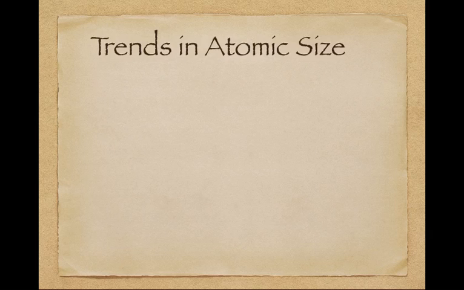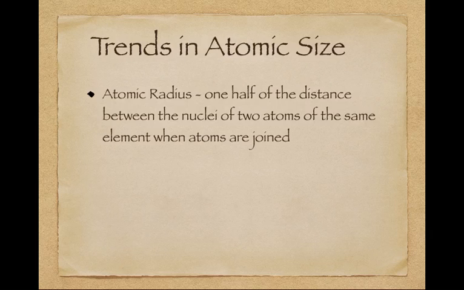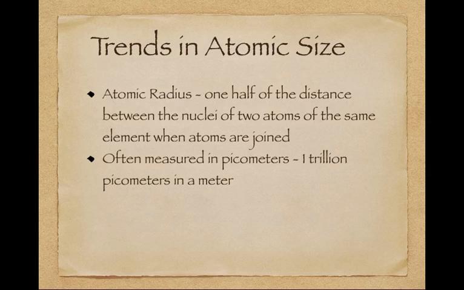So the first one we're going to talk about is atomic size. Now, you don't just go out and measure an atom with a ruler. You can't do that. And we talked about how the electrons, we don't know exactly where they are, so how do you determine the size of an atom? Well, the way that they do that is that they take two atoms and bond them together, and then they measure the distance between the two nuclei, and they take half of that. And that's how they determine the size of an atom. That's their method for doing that.